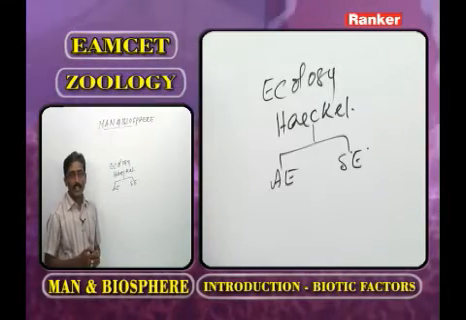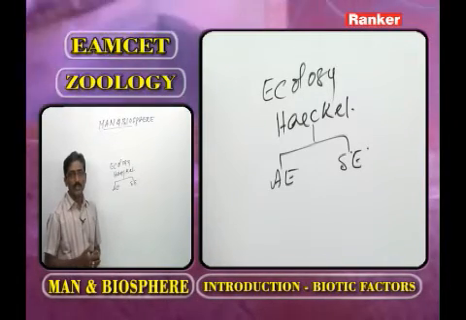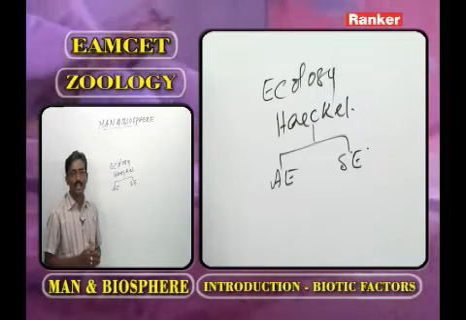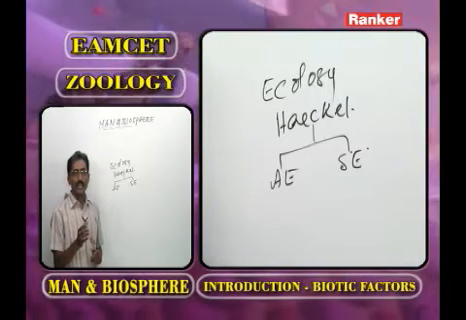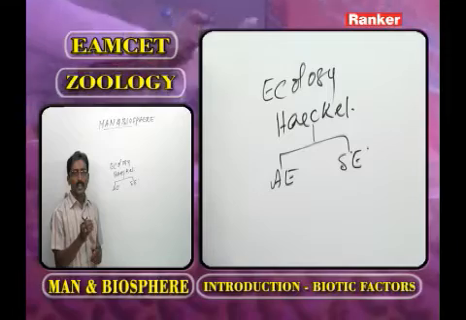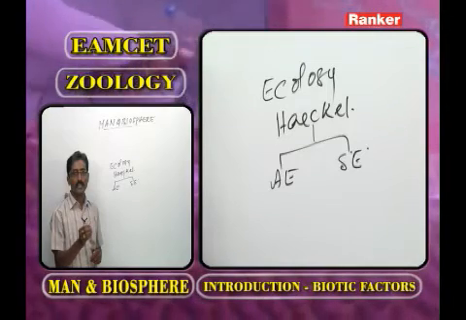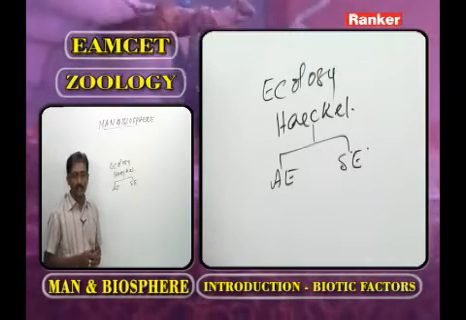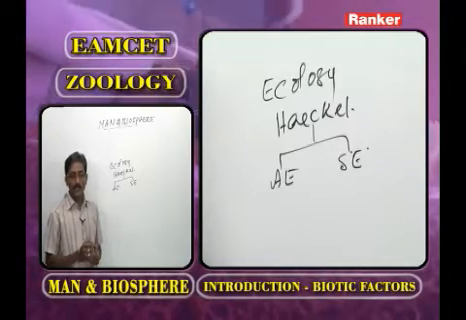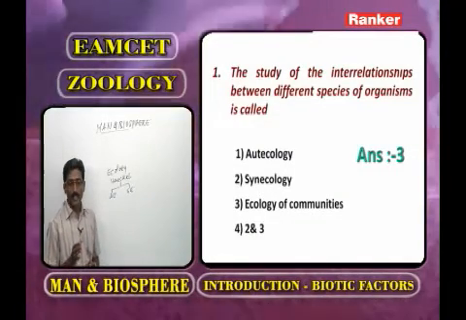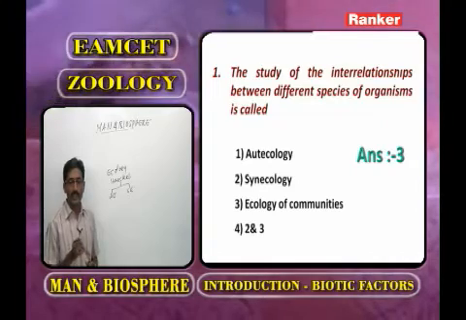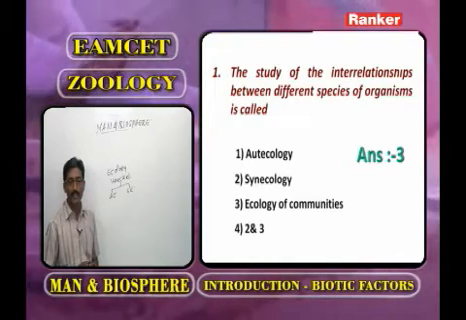The word ecology is derived from two Greek words. One we call oikos and the second one we call logos. What is meant by logos? That is the study. What is meant by oikos? That is house. Here, what is the house? The surrounding environment.